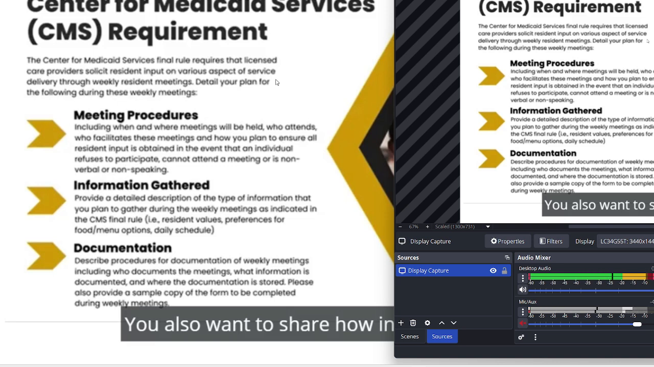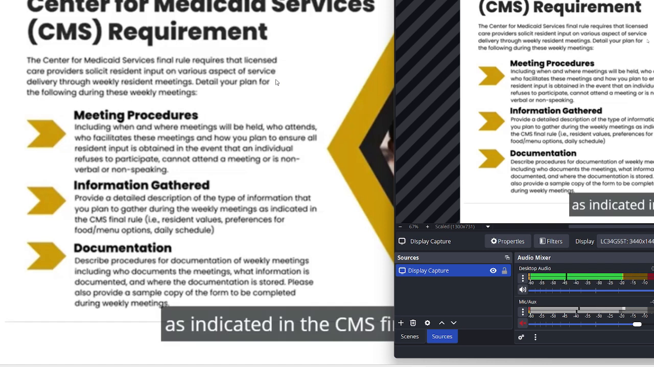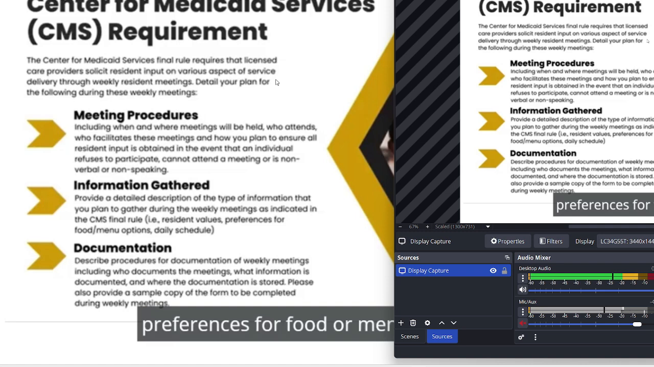You also want to share how information is gathered. Provide a description of the type of information you plan to gather during the weekly meetings, as indicated in the CMS final rule, such as resident values, preferences for food or menu options, and daily schedule of activities.